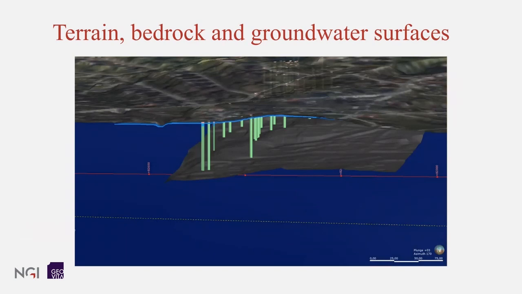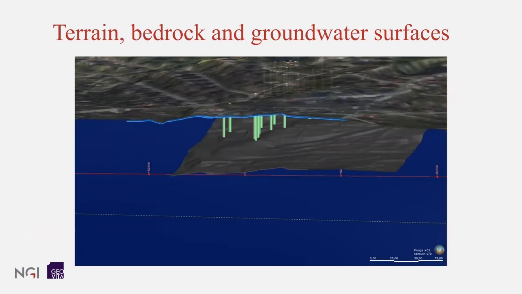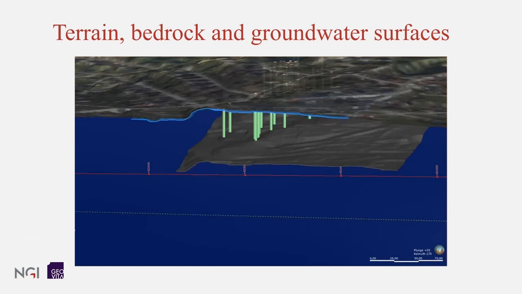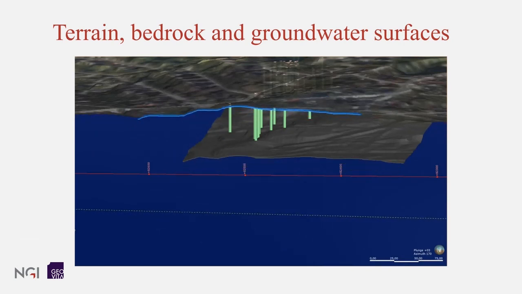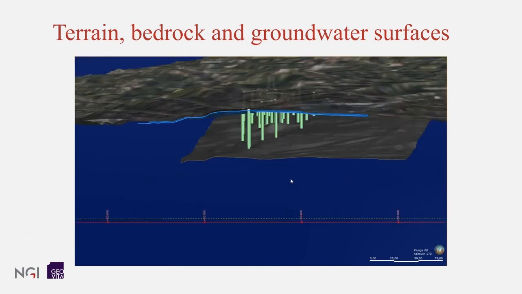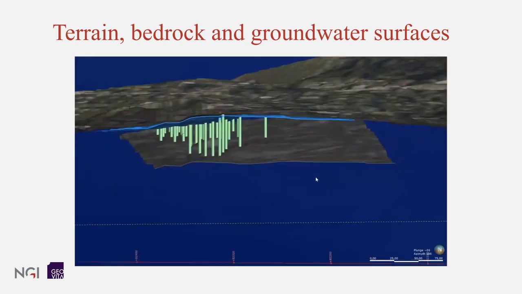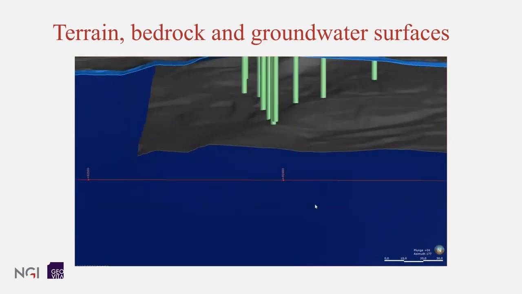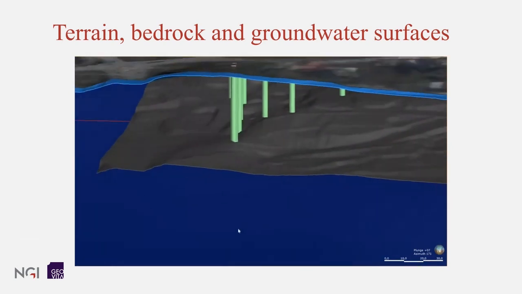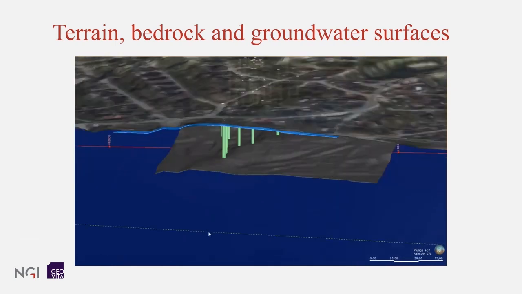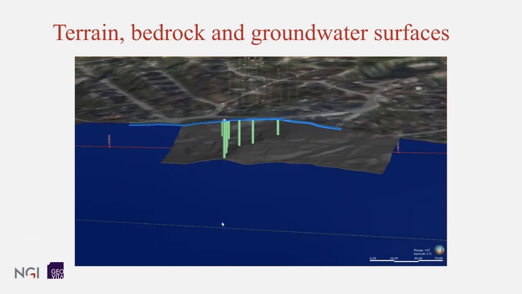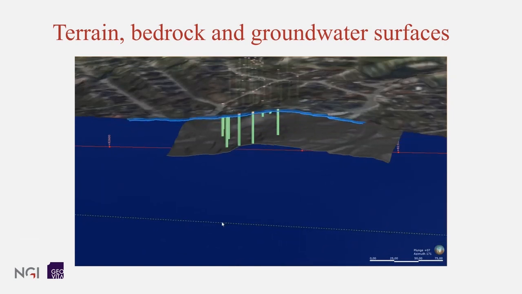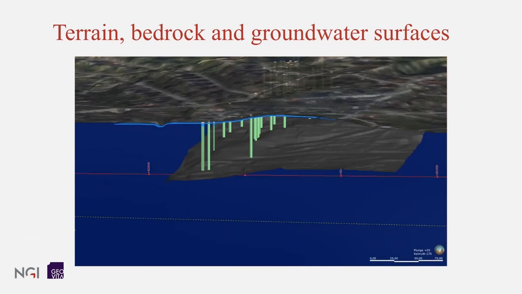The next thing to do is import the terrain surface. And then I create the bedrock surface, and you can also create a groundwater surface. You just import the coordinates from where you have data on the groundwater level or bedrock, and then you interpolate between the points. There are different ways to interpolate. If you think the bedrock surface or groundwater surface follows the terrain, you can interpolate based on the depth instead of on the elevation, which is what I've done in this project.